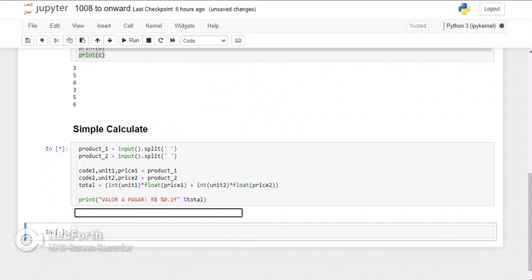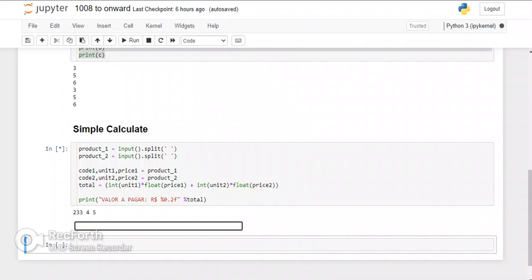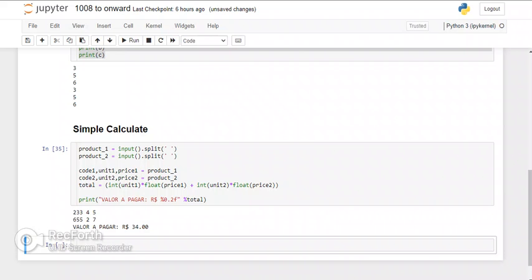Now if I run the program, let's put the input as, say, the code of the shirt is 233, the number of shirts is 4, and the per unit cost is 5, and then the code of the pant is 655, the number of pants I have bought is, let's say, 2, and the pant cost is 7. Now if I press enter, it will show me the VALOR A PAGAR. In total I have to pay 34 currency, whatever it is, dollar or something.